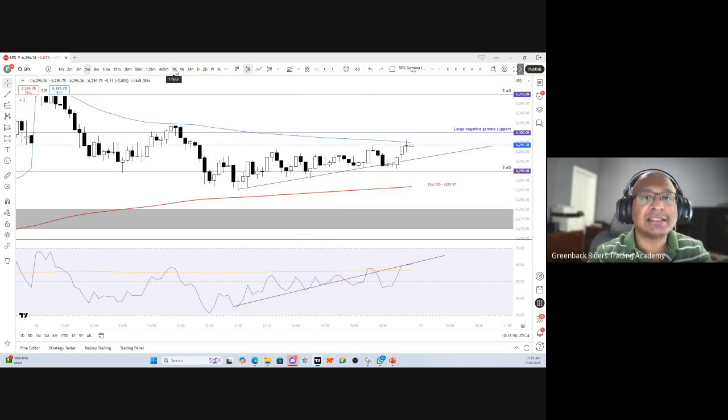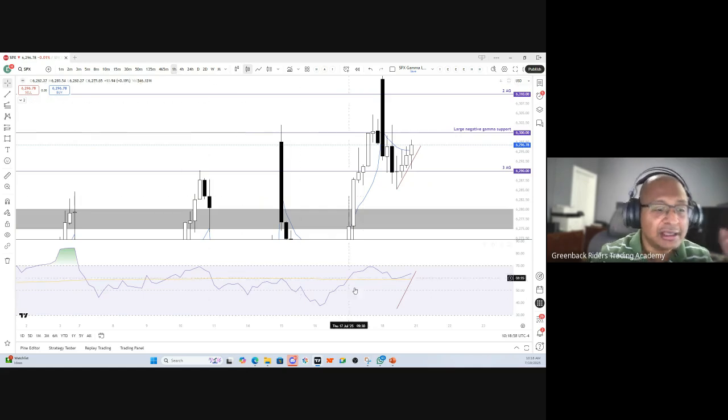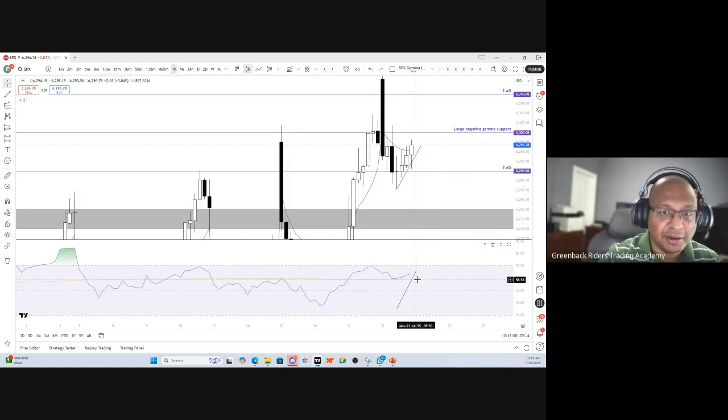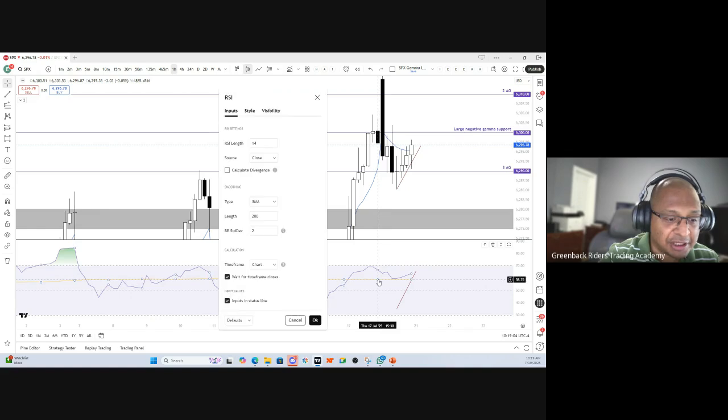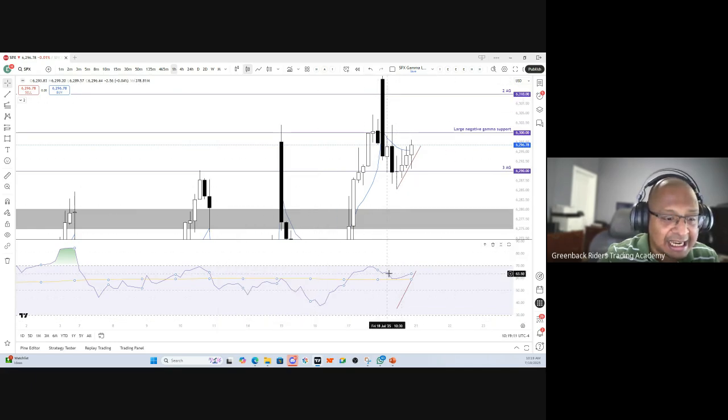My next level up is 1 hour. I look at the RSI, and in the RSI, what I do is I keep this particular line smooth at 200. Now you see that it came down to the 200 line and now it is bouncing. It is above 50, so it is still bullish.